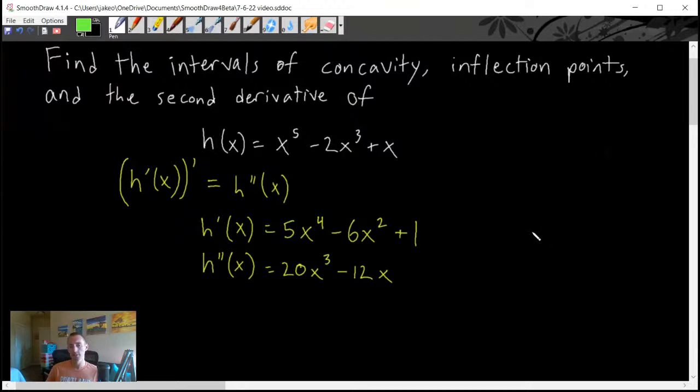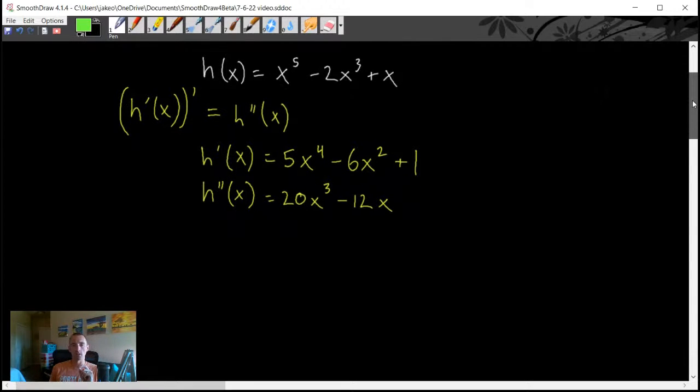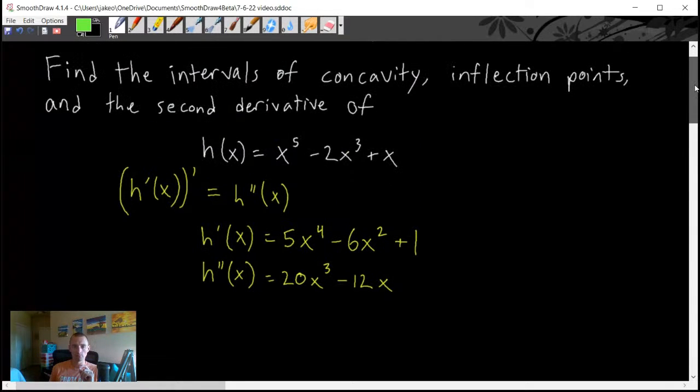So let's get into how to actually find those things with this example. Intervals of concavity and inflection points. Typically, these things are tied very closely together, obviously. I like to start with the inflection points, and I'll talk about why in just a second. But basically, the first step in finding inflection points and intervals of concavity is going to be to take your second derivative and set it equal to 0.